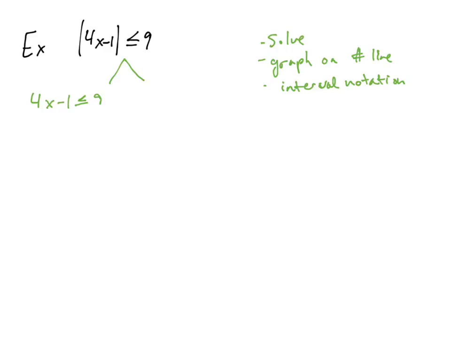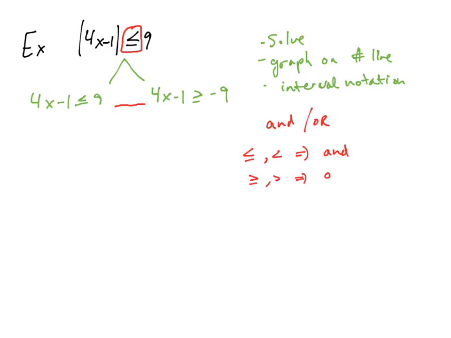And then the second inequality, we keep the left side, or what's inside the absolute value, the exact same. But what we do is we reverse the inequality symbol and we change the sign on that value. So this is going to be 4x - 1 ≥ -9. And then in between, we're either going to write and or or. And it just depends on which way the original inequality is going. Okay, so less than or less than or equal to, we're going to use and. If it's greater than or equal to or greater than, we're going to use or.